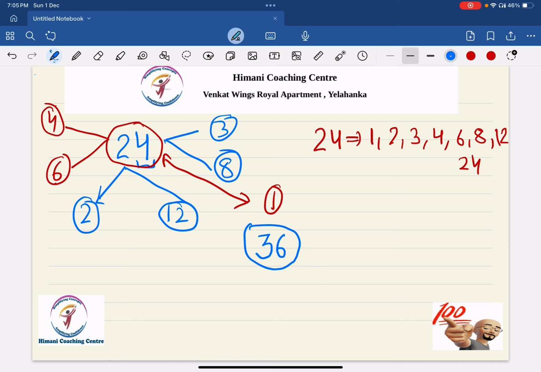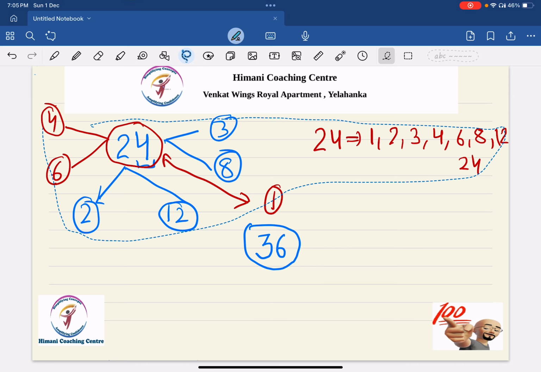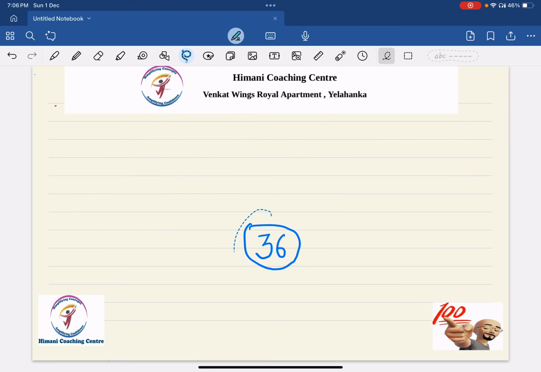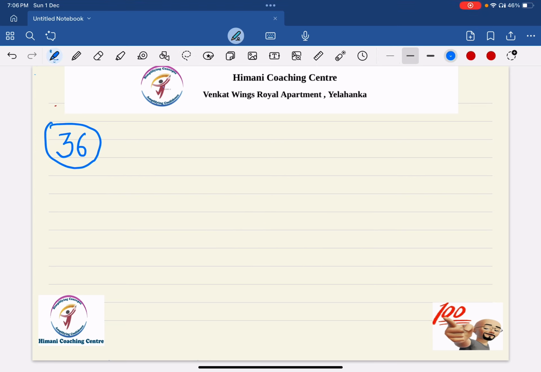Okay, so now kids, when we look at 36, first let me remove 24 here, and that is gone. Now bring 36 here. Now look at the unit digit 6. Is it even? Yes. What are even numbers? 0, 2, 4, 6, and 8 are even numbers. Numbers which are divisible by 2 are even numbers.